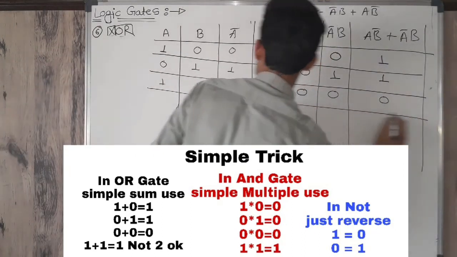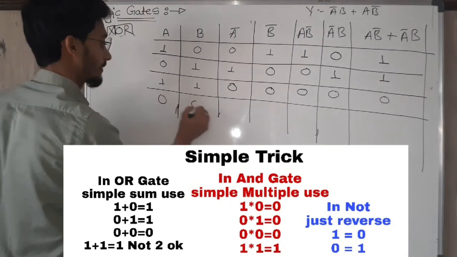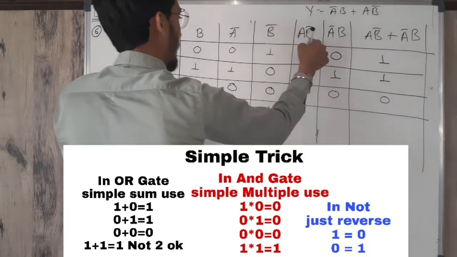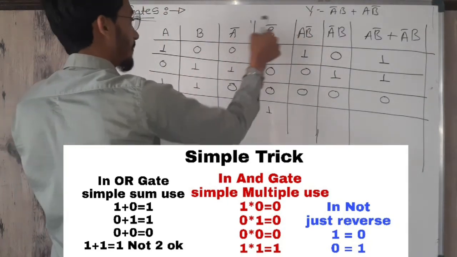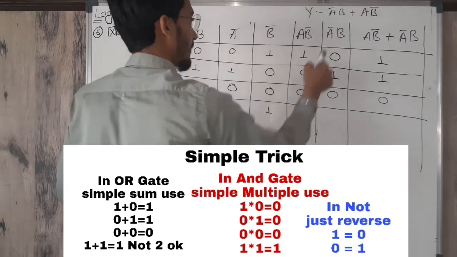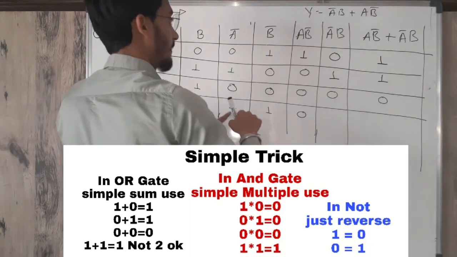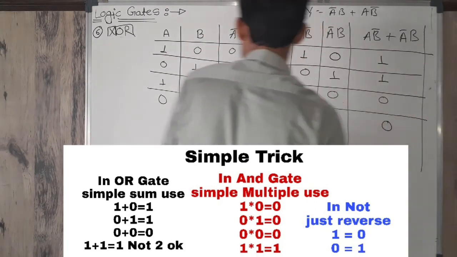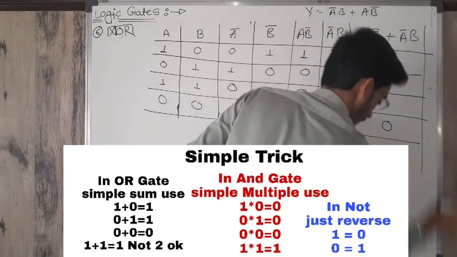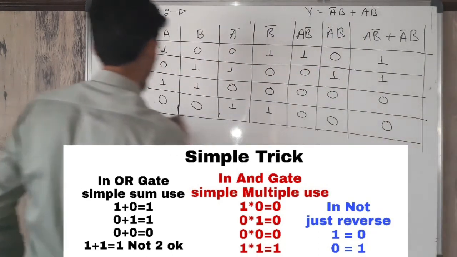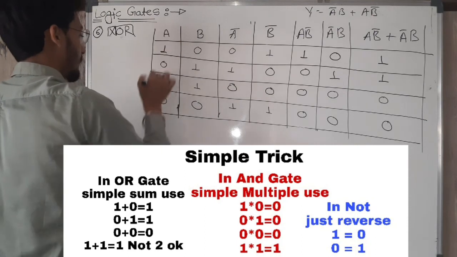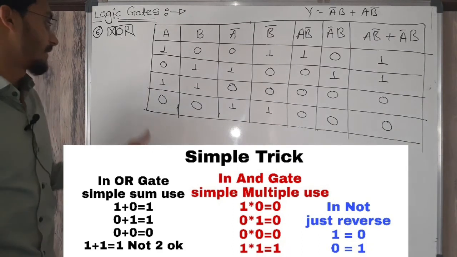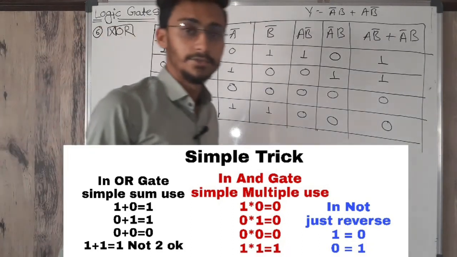And the last one is 0 and 0. So A bar is 1, B bar is 1. AB bar: A is 0, B bar is 1, so we get 0. A bar B: A bar is 1 and B is 0, so we get 0. So 0 and 0, we get 0. So that is the truth table for the XOR exclusive OR gate, also known as the XOR gate. Very simple, right? So this is your last gate, the XOR gate.